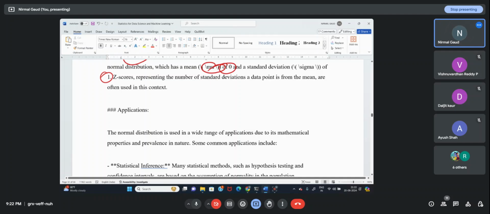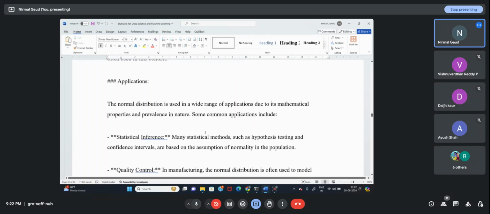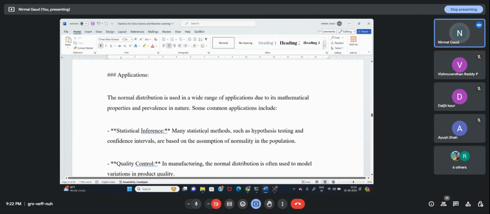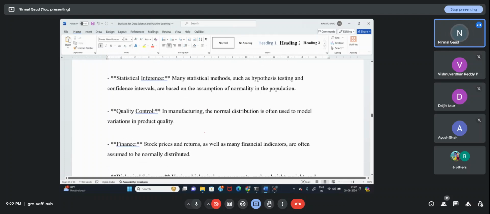So here are the applications of the standard normal distribution. As I told, we use it in various mathematical, engineering, and finance applications or areas. Some of them are: first is statistical inference. That means many statistical methods such as hypothesis testing and confidence intervals. That means in statistical analysis, we do use normal distribution.